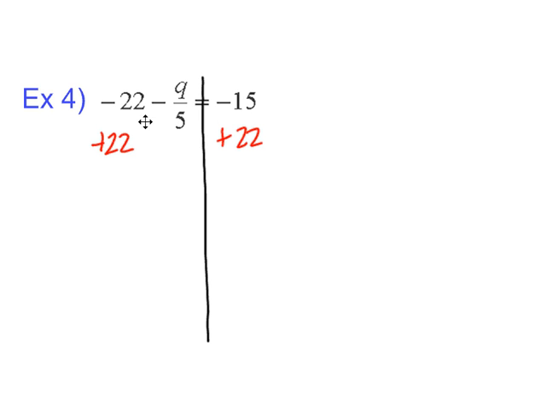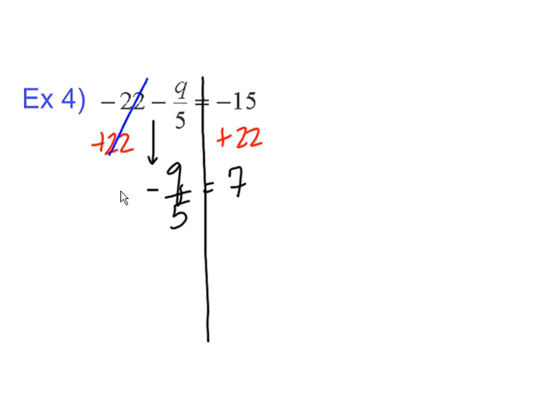What that does is that creates that to go to 0, minus 22 plus 22. We have to remember that this is minus q divided by 5. We want to make sure that we bring that negative sign or that minus sign with us. Positive 22 minus 15 is positive 7.